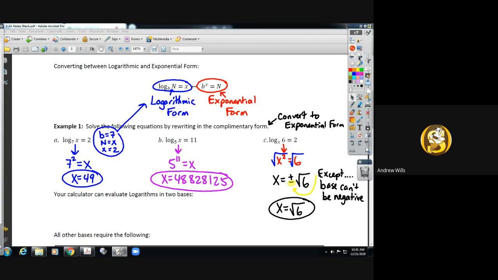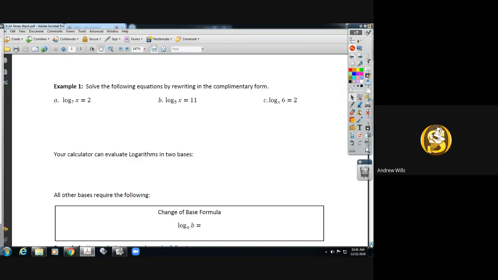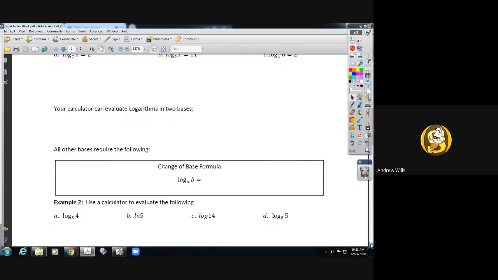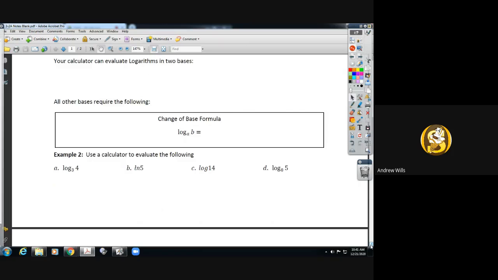Okay. So your calculator, which is a TI-84 Plus, is only capable of evaluating functions in 2 bases, okay? The first base it can evaluate is base 10, which is known as a common logarithm. Now, the reason why base 10 is the common logarithm is our entire number system is based on the number 10.